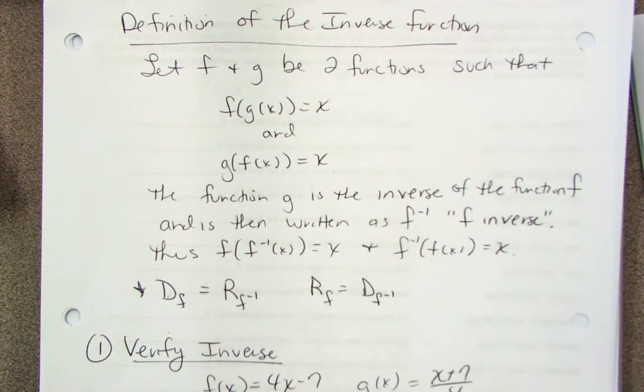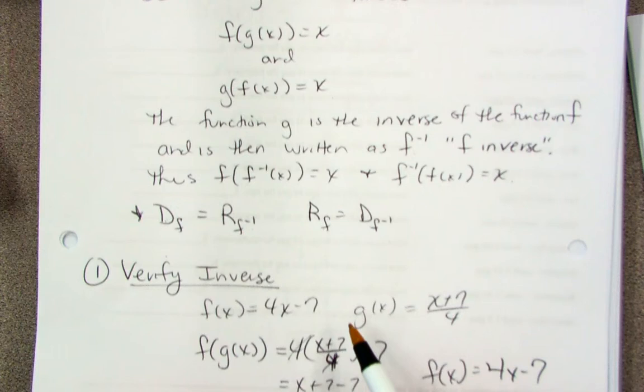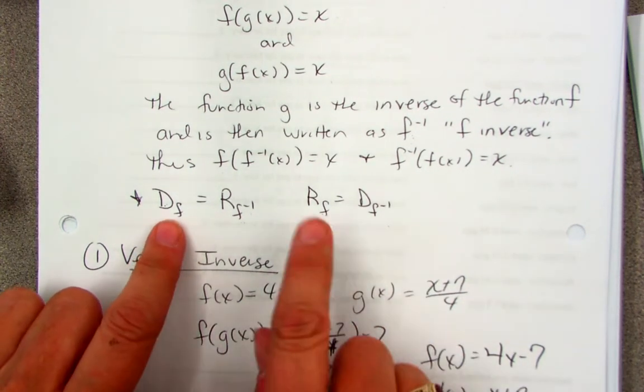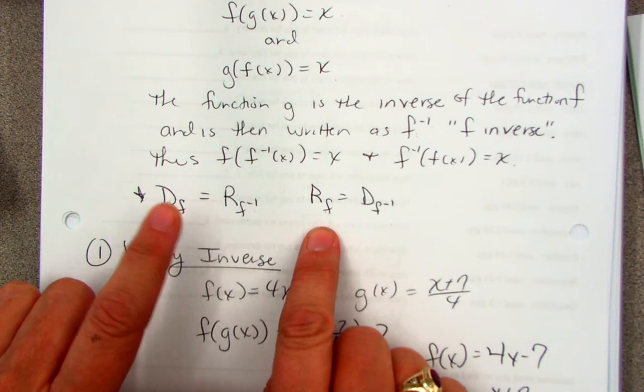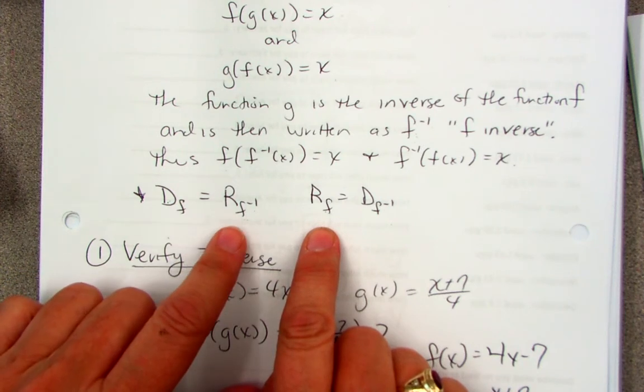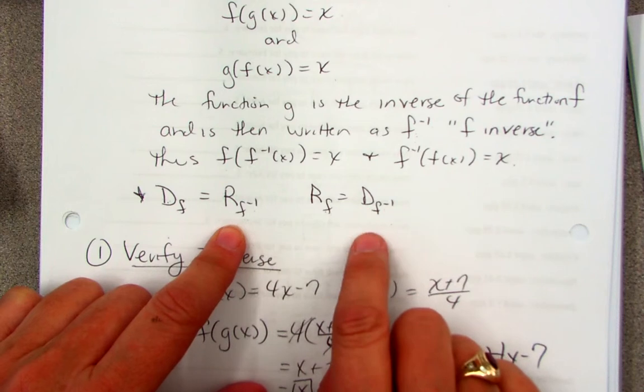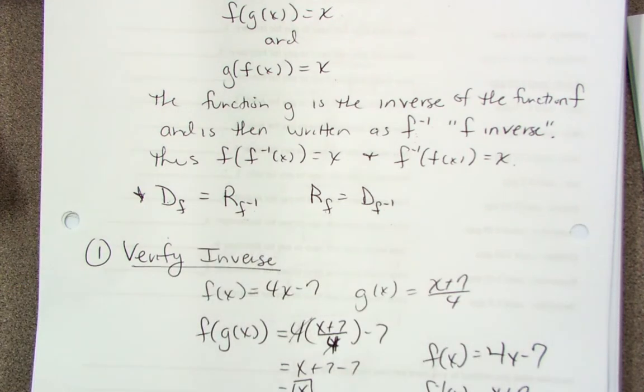The other thing we learned in this definition, which makes sense to us, is the domain and range. The domain and range of the original function switch. The domain of the function becomes the range of the inverse function. The range of the original function becomes the domain of the inverse, because those x's become y's and those y's become x's. That's all that means.